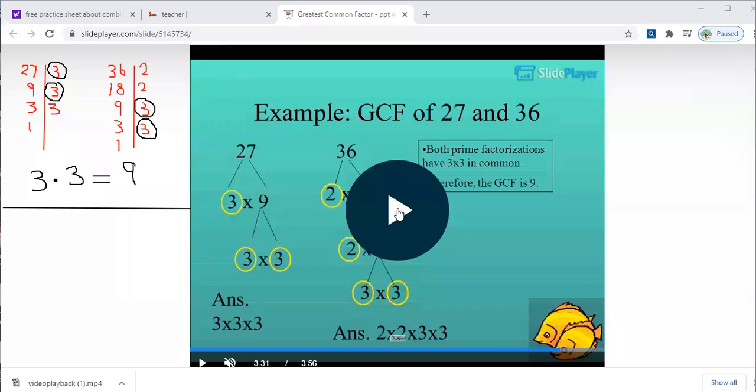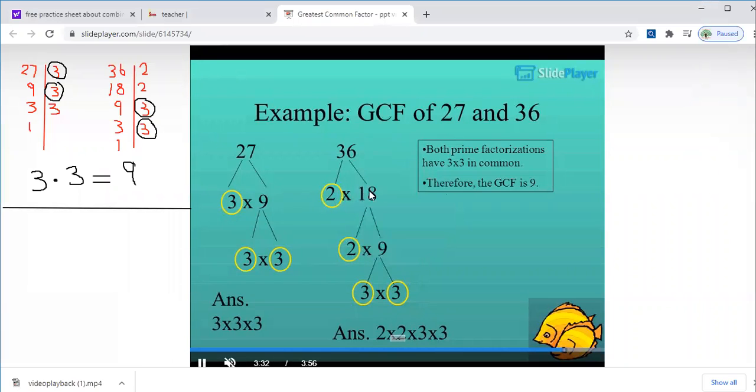After that, we will go back to 36. It will be 2 times 18. 2 will stop because it's a prime. And then 18, we will continue. It will be 2 times 9. Then stop 2, but continue with 3 with 9. It will be 3 times 3. So by the end, 2 times 2 times 3 times 3. So this is the answer for 27, and this is the answer for 36.